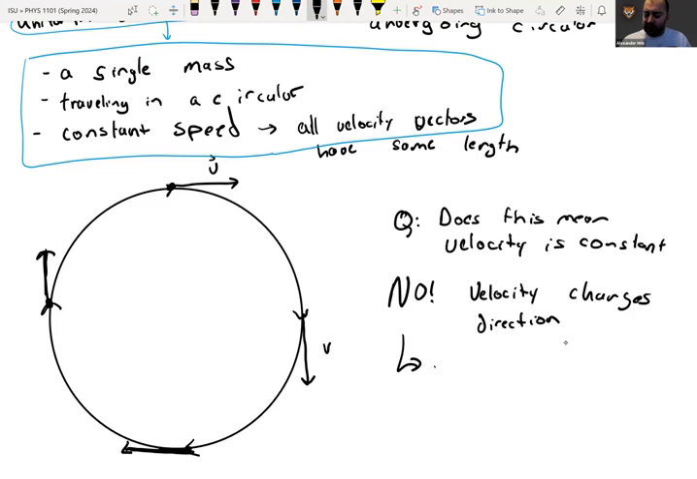This was actually why I asked the question, is velocity constant? Because we're going to have to find some kind of acceleration here. The idea is that force is required to change the velocity, and that includes changing its direction.